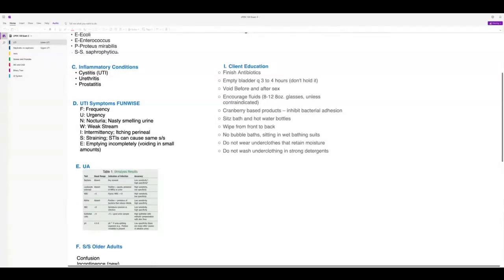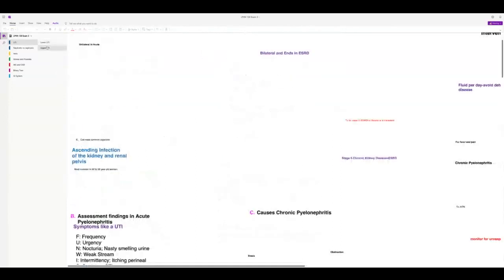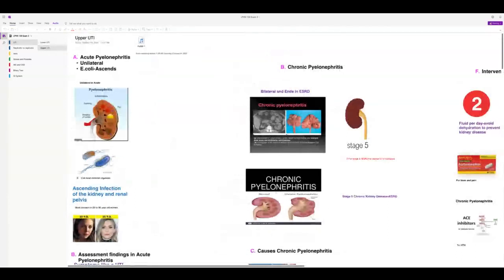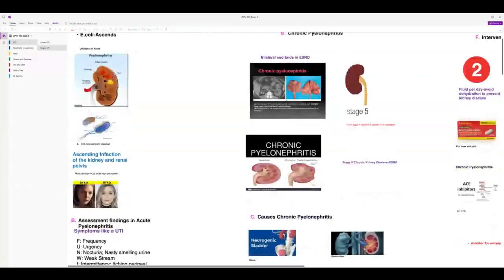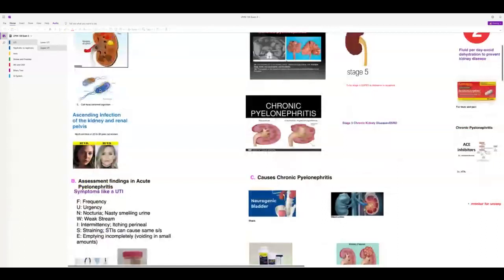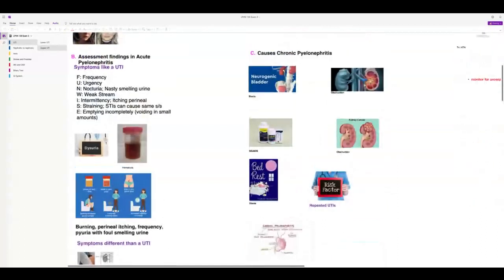Now with an upper UTI, the difference between an upper and a lower UTI is that they have a lot of the same signs and symptoms. All that's happening here is E. coli didn't stop at the bladder; it just kept going up into the kidney. Usually young women, around 20 years old, are having it because they're not voiding after sex. So it has the same signs and symptoms as a UTI.